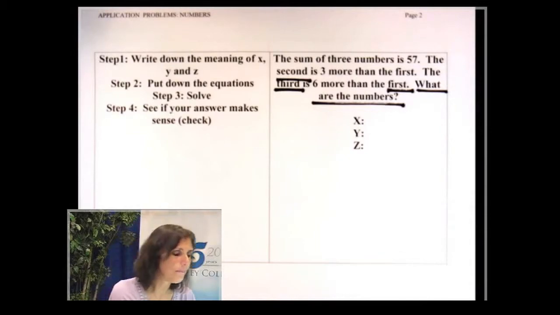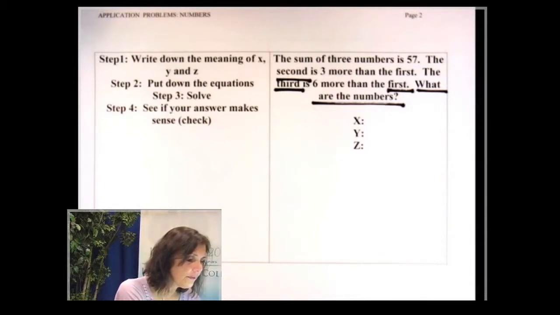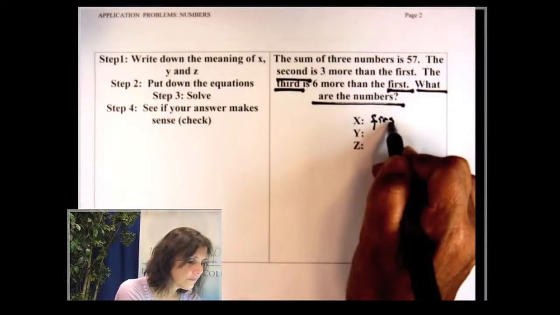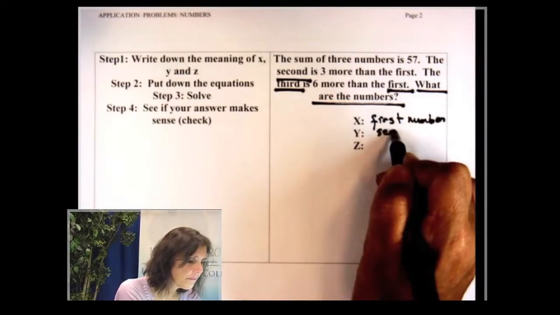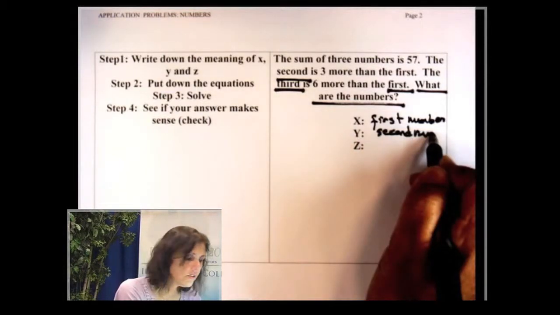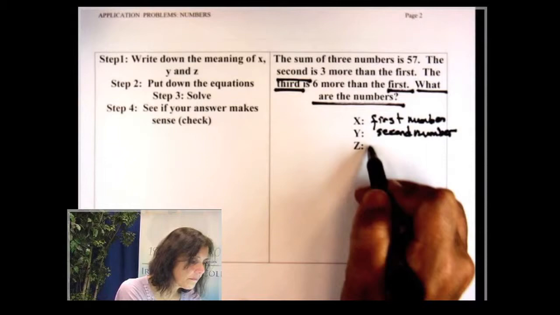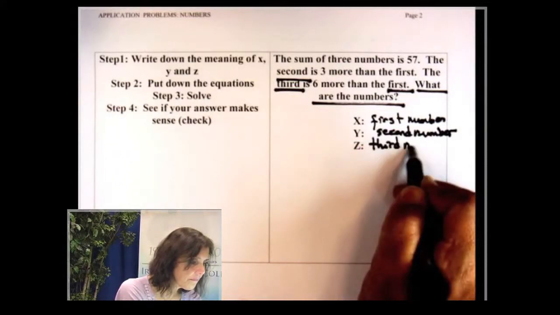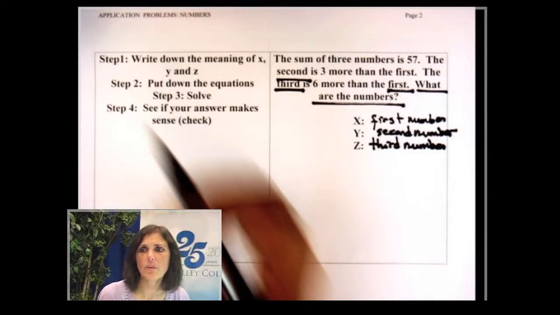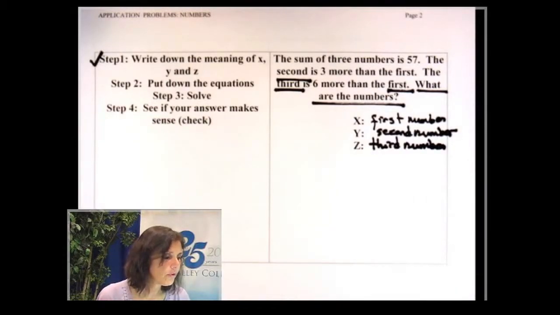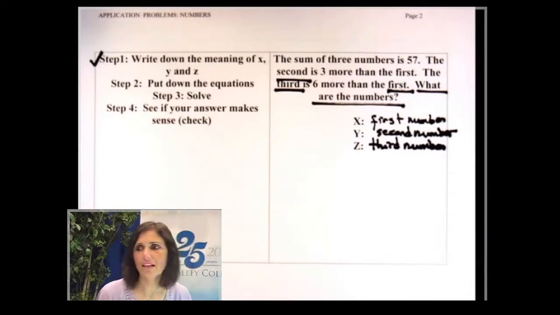So let's label them. X is first number. Y is second number. Z is third number. So I'm done with step 1. Write down the meaning of X, Y, and Z. Step 2. Put down the equations. Now I need to go and kind of look at things a little bit.